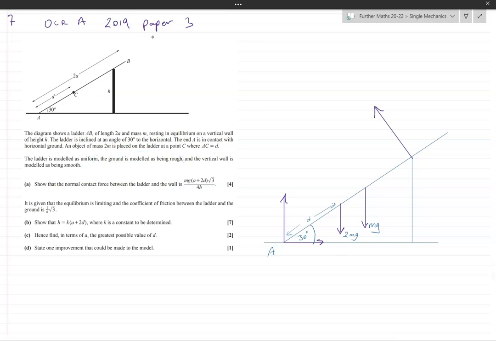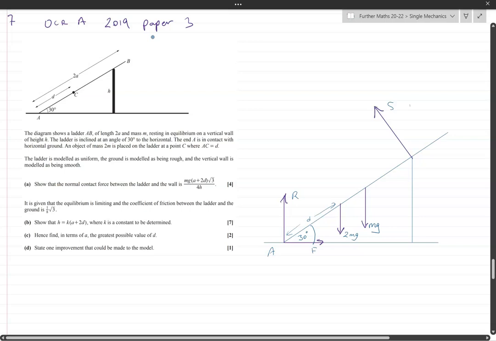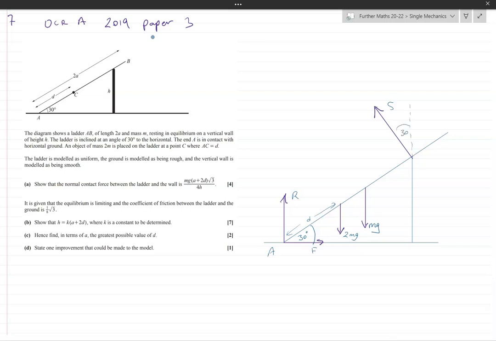So just labelling the forces, let's call the normal contact force R between the floor and the ladder. Let's call the frictional contact force F. This normal contact force on top of the ladder is S. And let's mark this angle as 30 degrees because we're going to need that for our resolving equation.